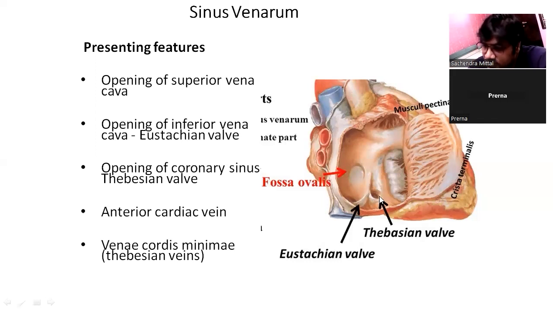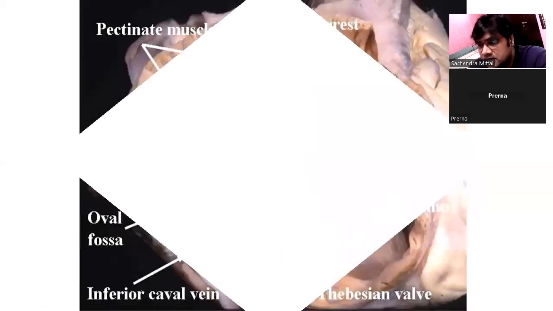So this is an opening which is called the coronary sinus between the inferior vena cava opening and the tricuspid valve. And this opening is guarded with a valve. That valve is called the Thebesian valve. So याद रखिए, the eustachian valve is the valve of the inferior vena cava, whereas the Thebesian valve is the valve of the coronary sinus.